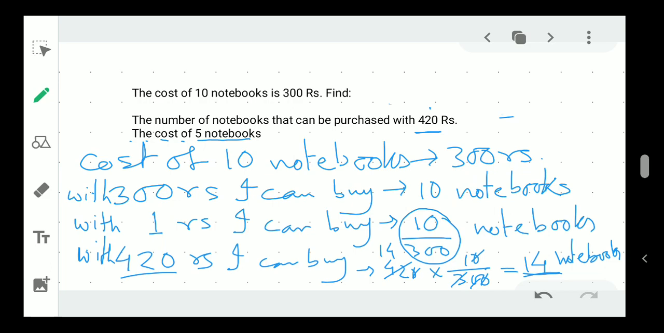No, I don't know. So in the second part of the question, this is the first part, this is the second part of the question. In the second part, you can see very easily the cost of notebooks. So cost is the thing that you have to find out. So what you have to find out should be in the right hand side. Till now we have notebooks in the right hand side. So in this case we need the rupees, that is the cost, in the right hand side.